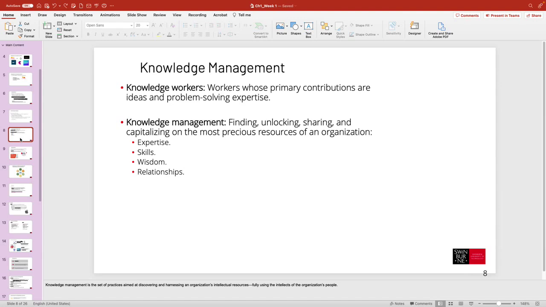Knowledge management is finding, unlocking, sharing, and capitalizing on the most precious resources of an organization. So when you talk about resources, it's the expertise. That is why we hire experts. That is why we pay big dollars for experts to stay within the organization as well. The skills that they bring in, the wisdom, the experiences that they bring in is critically important for an organization to face this competition, and the relationships.